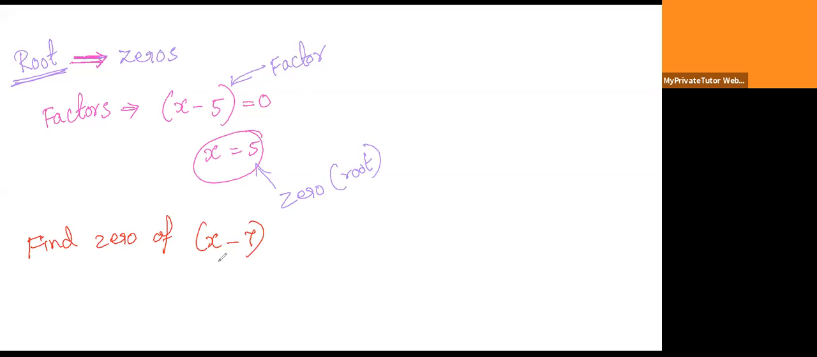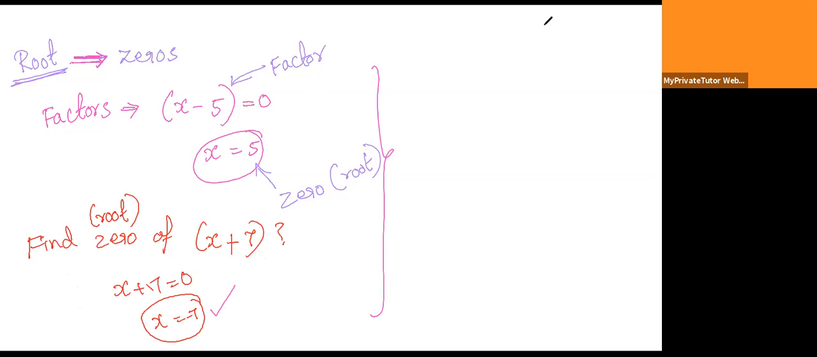x plus 7. What is the zero of x plus 7? Zero or root, zeros or root, okay? Anyone? What is the root of x plus 7? Minus 7, very good. X plus 7 equals 0 and x equals minus 7. That's it. So we equate to 0, then we find the value of that unknown variable. That is nothing but a zero, guys.